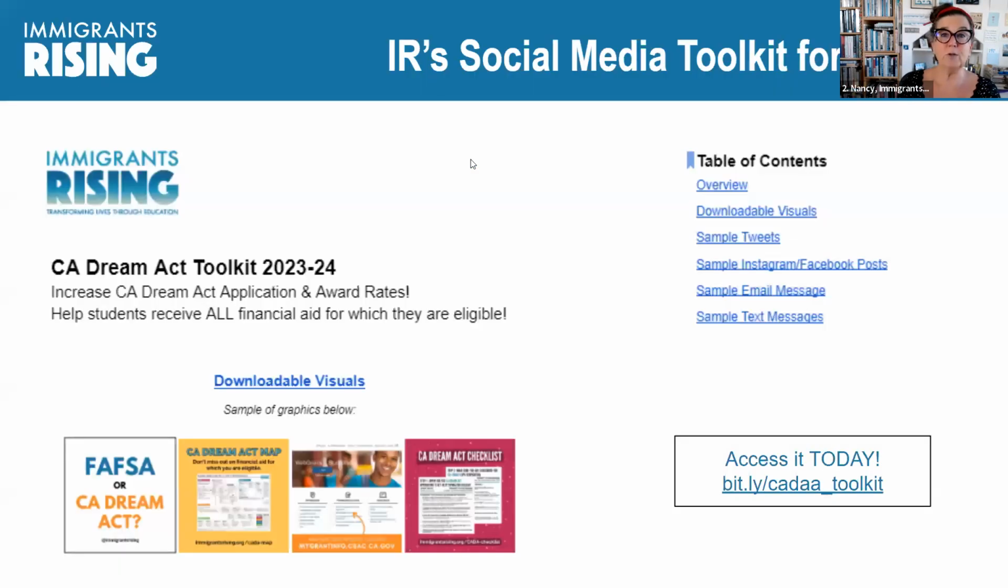So I also want to just highlight that Immigrants Rising also has a social media toolkit. We have visuals that are specific for undocumented students that were created by our undocumented leads. We have downloadable visuals, sample tweets, Instagram and Facebook posts. We even have sample emails or text messages that you could just send out to your students, like, hey, did you apply today? Here's this organization, here's this Dream Act drive that's coming out. So make sure that you can use some of these downloadable visuals right away.